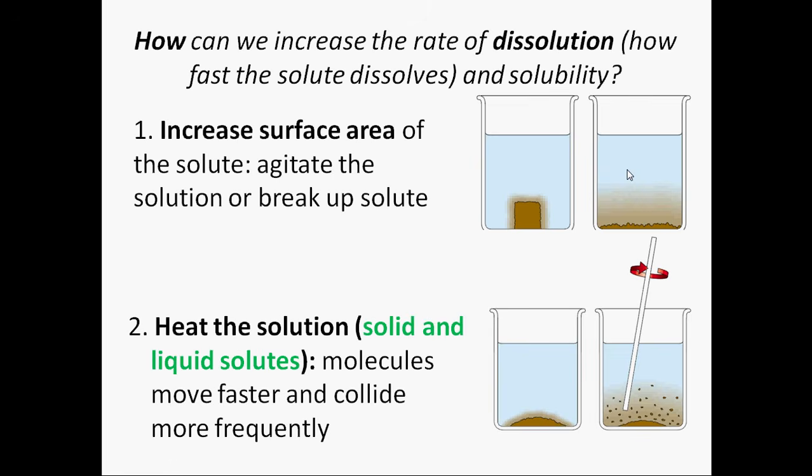The second way that we can increase solubility and increase the rate at which things dissolve is to heat our solution. Now this works only for solid and liquid solutes like the Jell-O powder that you saw in class the other day. Now by heating the solution, we're getting our solvent molecules to move faster, and that's going to cause them to collide more frequently with the solute molecules and get everything interspersed that much faster.